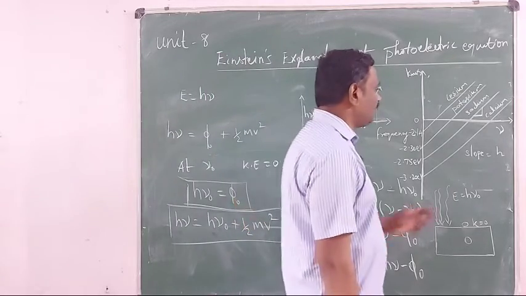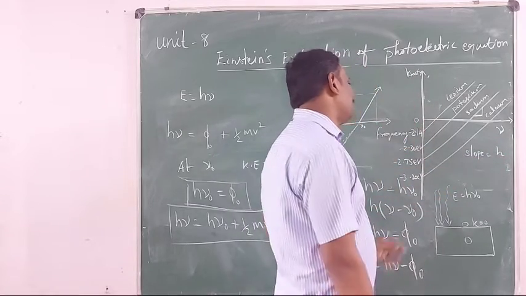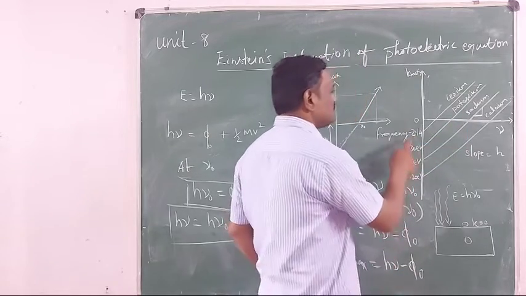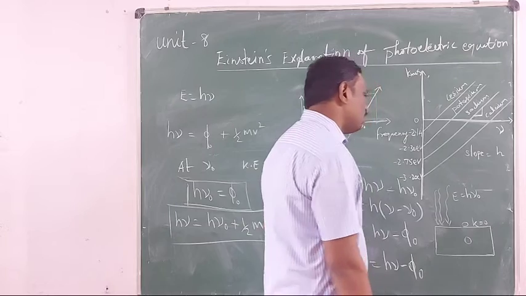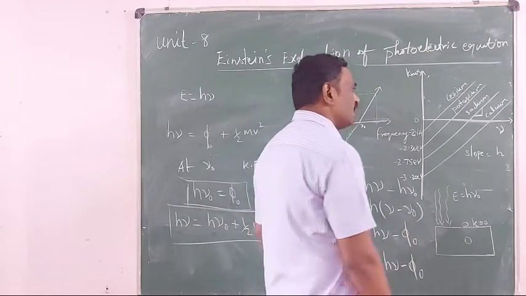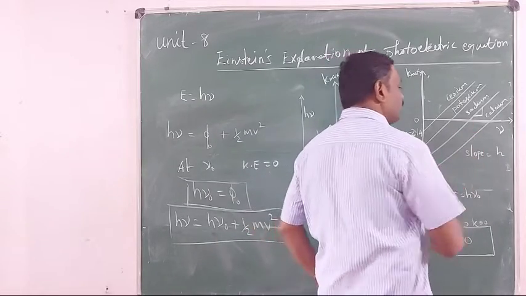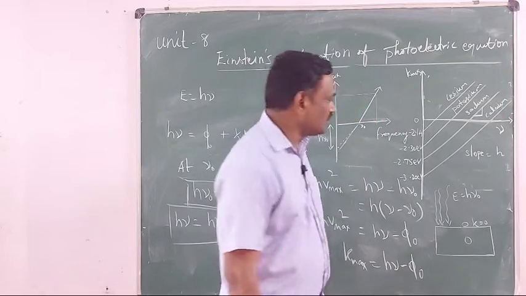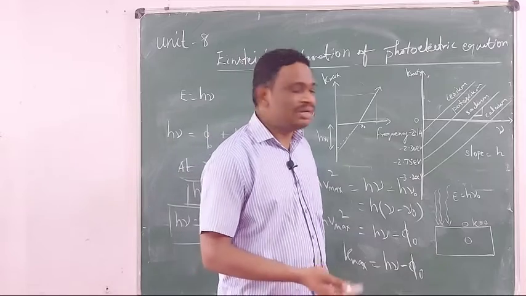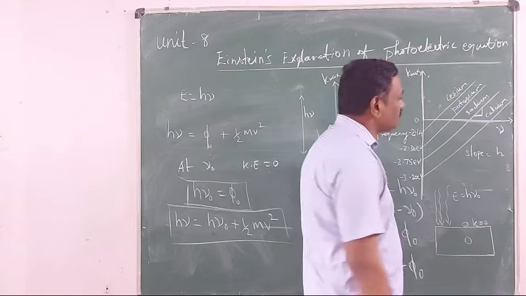When you plot a graph between frequency and maximum kinetic energy for different metals, we will get a different work function. For cesium, the work function is 2.14, for potassium 2.30, for sodium 2.75, and for calcium 3.20. The slope of the graph gives the value of the Planck constant. It is independent of the material. So the slope value is equal to the Planck constant.